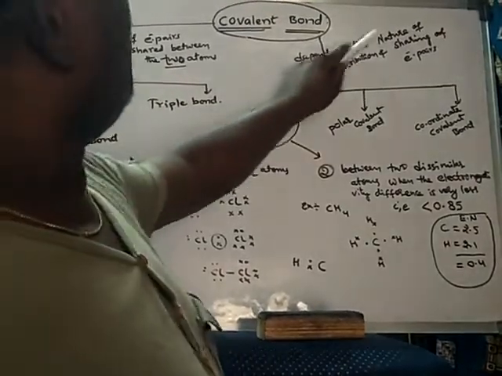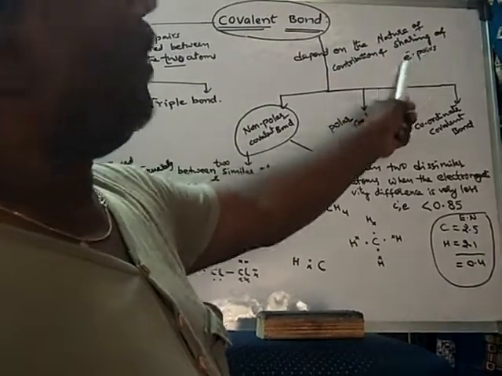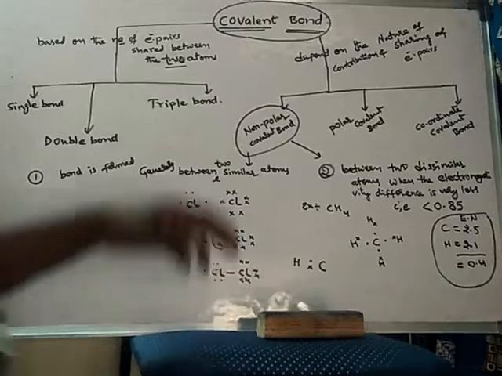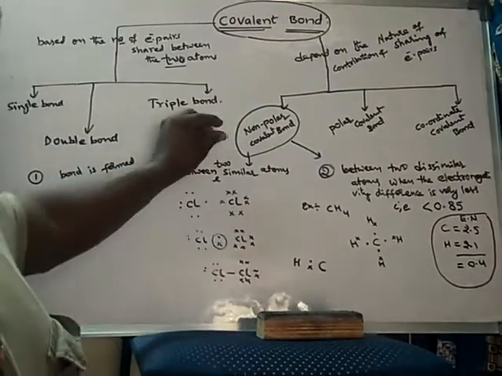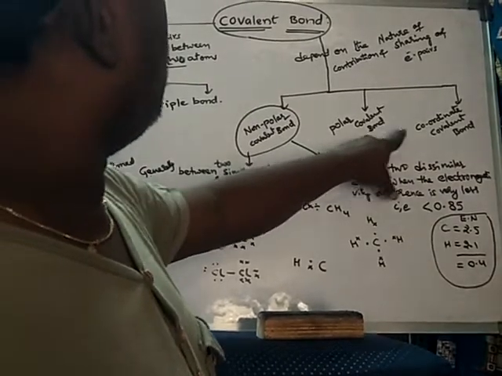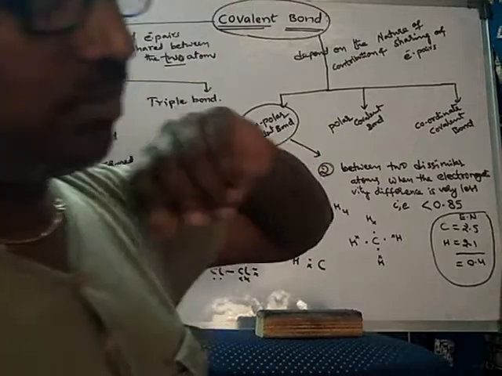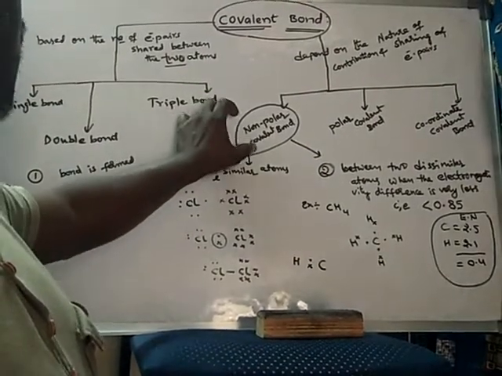Here, depending on the nature of contribution and sharing of electron pairs, the covalent bond is again classified into three types: non-polar covalent bond, polar covalent bond, coordinate covalent bond. Okay, so what is non-polar covalent bond?